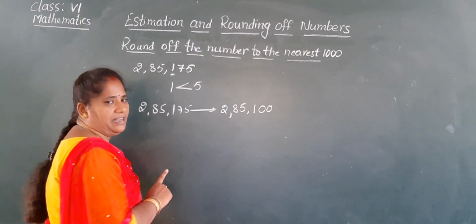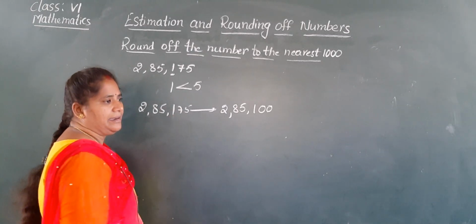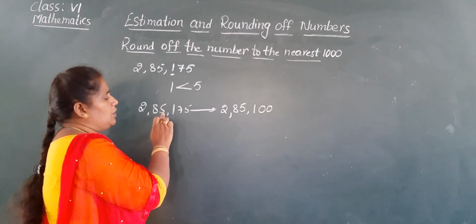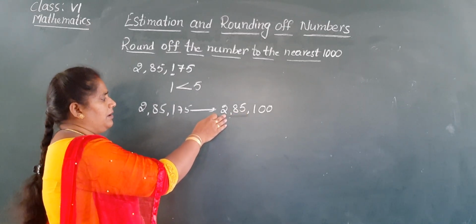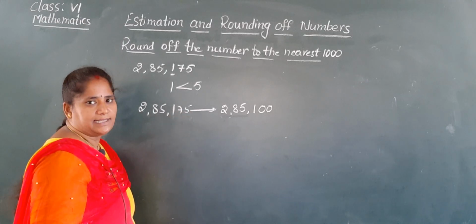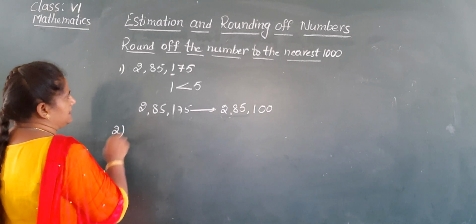To round off the number to the nearest 1000, look at the digit in the hundreds place. Here the hundreds digit is less than 5, so the thousands place is not changed. As it is, we will write up to there and write zeros in the tens and ones places. That is rule number 1. And let us take one more example.